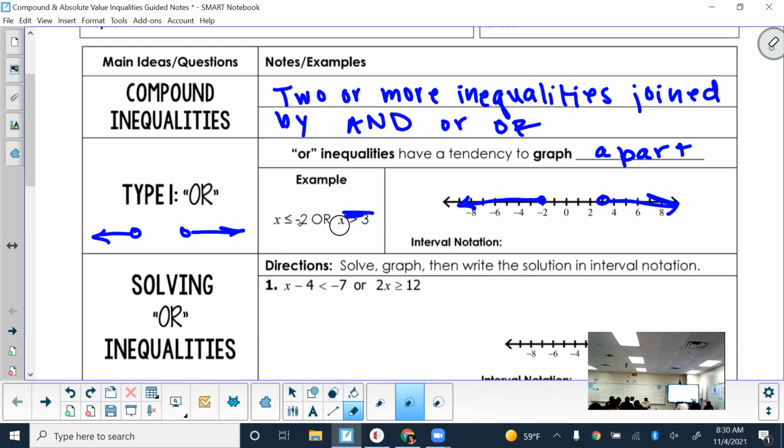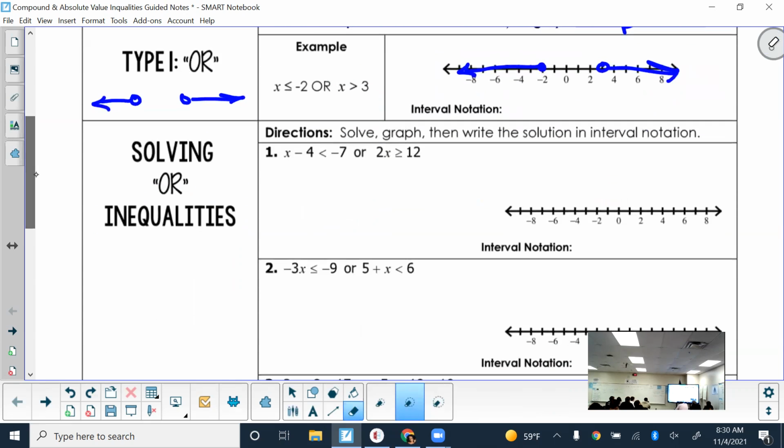All right, but the ors are pretty easy to solve because they're already separated for you with the word or. Can you see that in all these examples? So they're already separated for you. You just solve them separately and then graph them both on the same line. So like this one, start with the one on the left. How do you get the x by itself? Good, add 4 on each side.